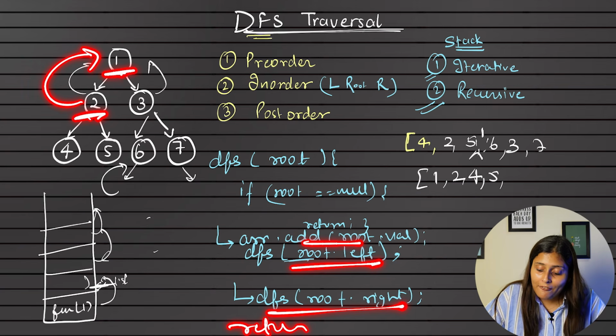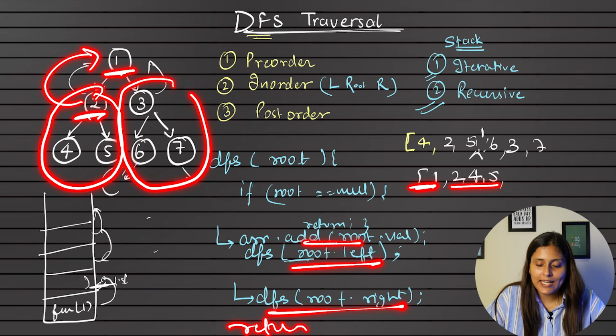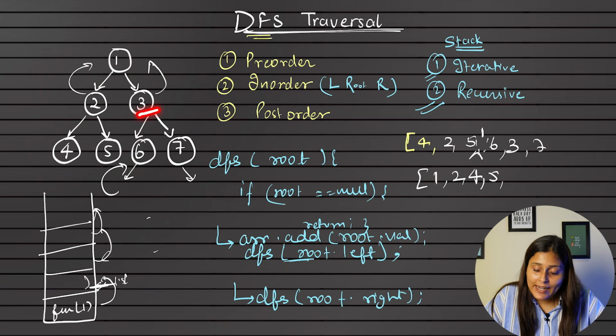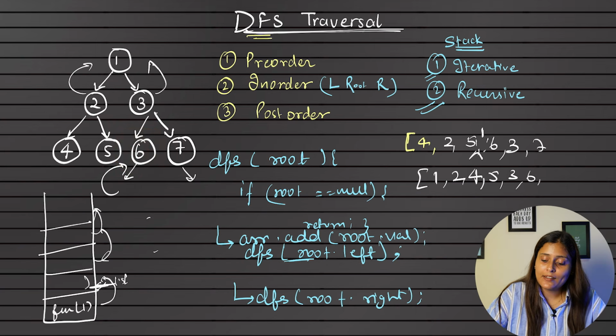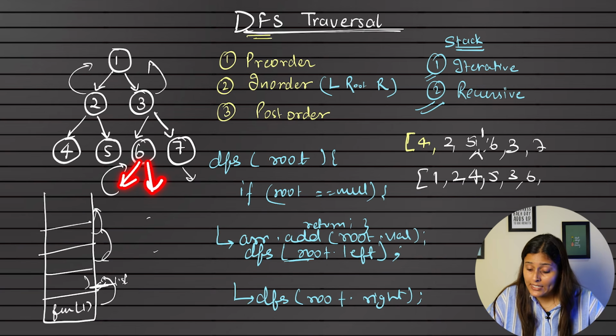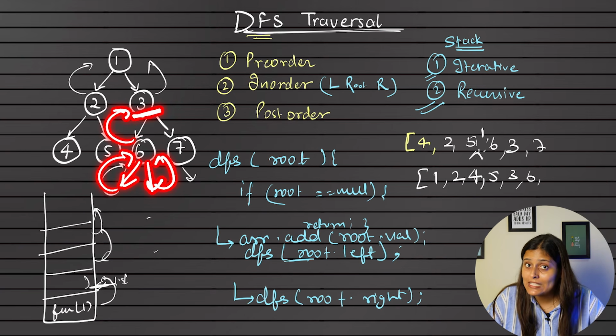So for 1, got added. Yes, 1's left also added. Yes, now it's time for 1's right. Now for 1's right, 3 is the root, so 3 needs to be added. Now 3 has a left and a right, but first we go for left. So 6. Now 6 is a root, so 6 will get added. Now for 6, left and right, they are nothing. So we will get returned from here, and 6 will also get returned to 3's left.